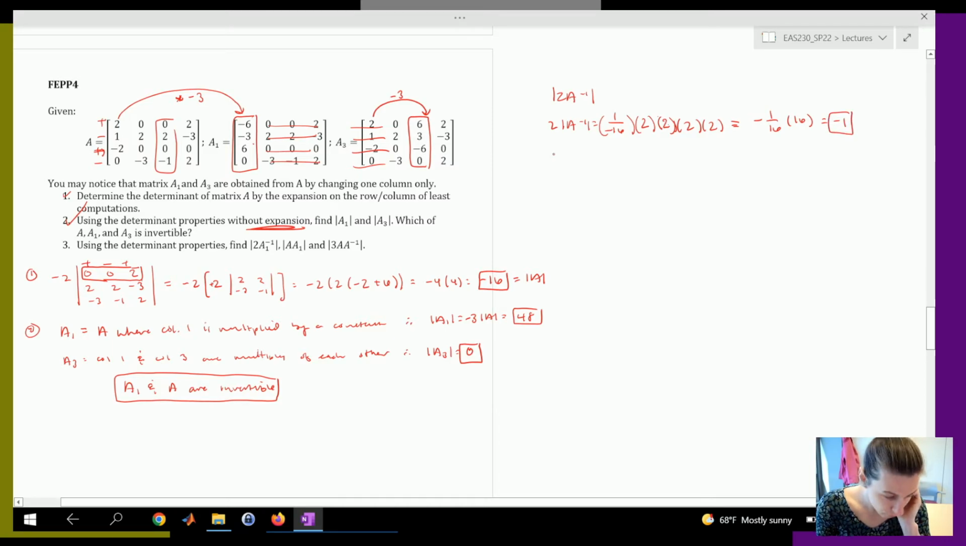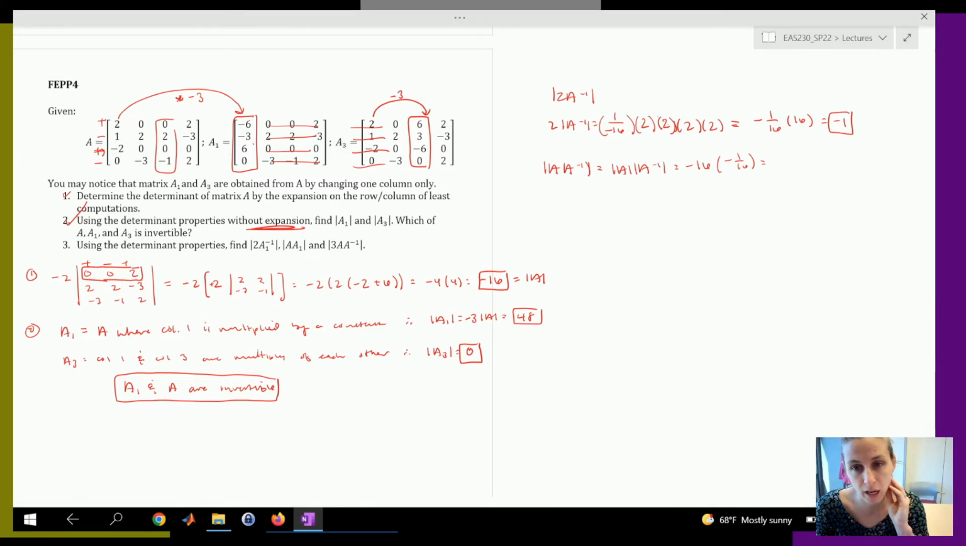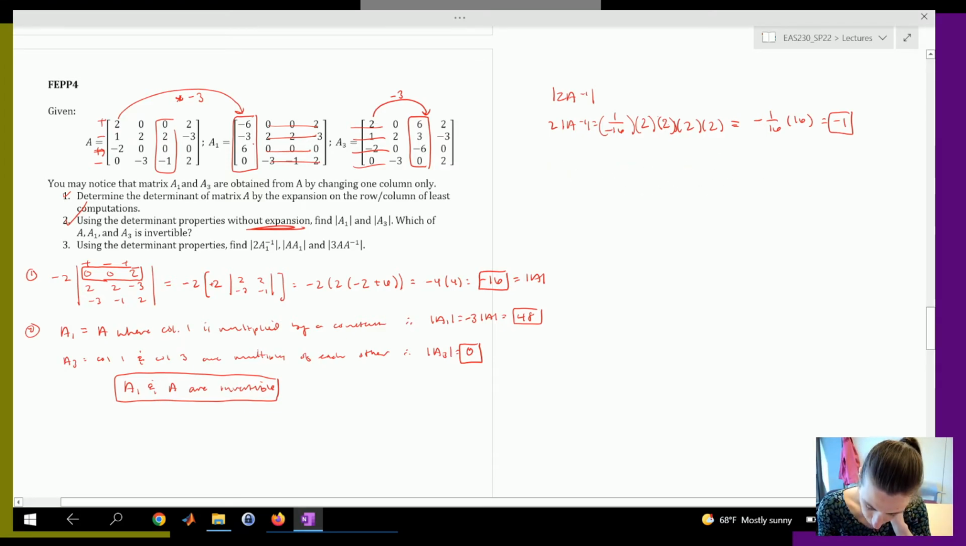If I have, the next one is A times A inverse. If I do this, it's just going to be the determinant of A times A inverse, which is going to be negative 16 times negative 1 over 16, or 1. Oh, I'm reading that wrong. It's not A inverse, it's A sub 1. Oh my goodness, I'm reading both of these wrong.